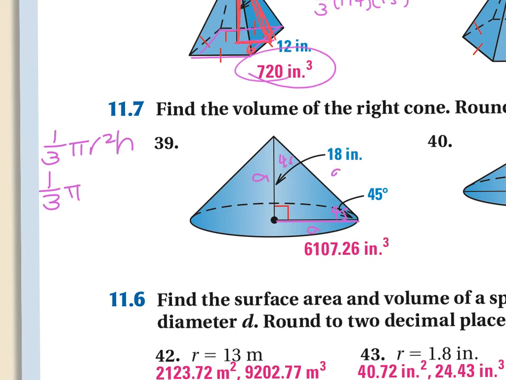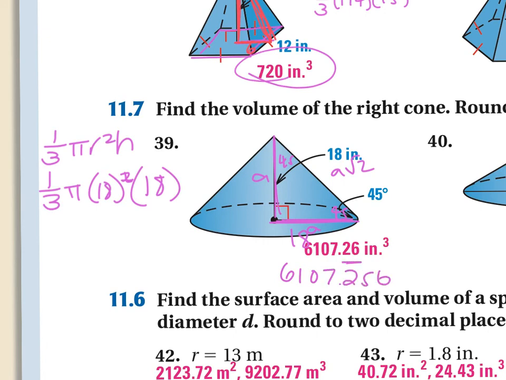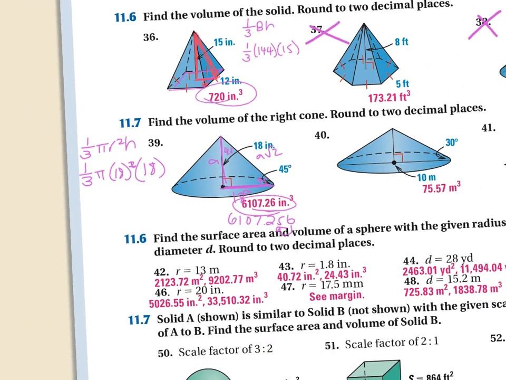This is A, this would be A, this would be A root 2. So if this is 18, then this is also 18. So your radius is 18, and your height is 18. So 18 squared times 18 times pi divided by 3, which is 6,107.256. So again, you know that 6 is going to round that up to the 0.26.